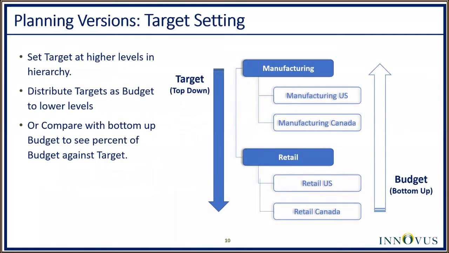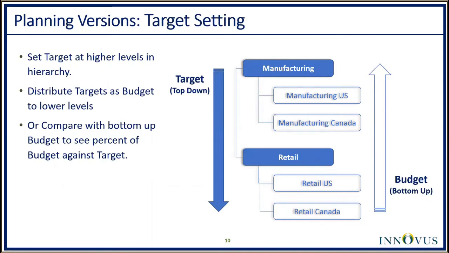So let's start with target setting. Versions in EPM Cloud is a standard dimension, and we can create 2 types of version members in the version dimension. One of them is the standard bottom-up version, which can be used by planners to enter the plan or forecast at the lowest level at which you want to capture the forecast or a plan.